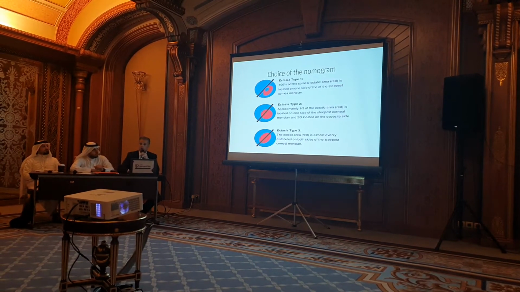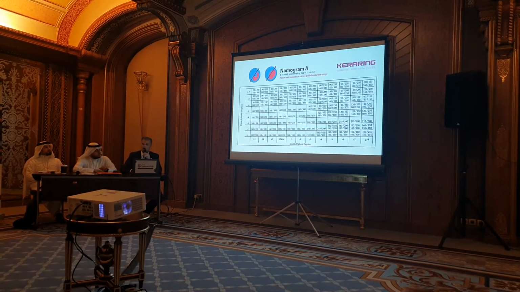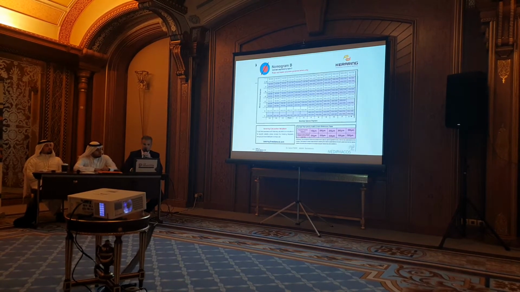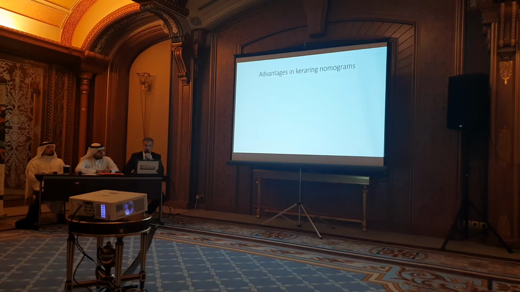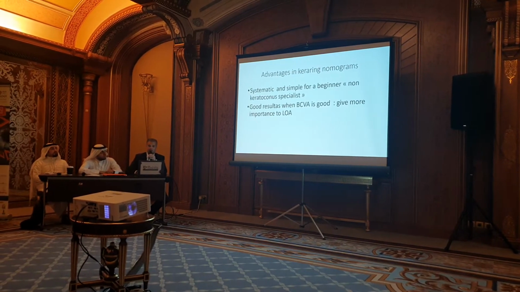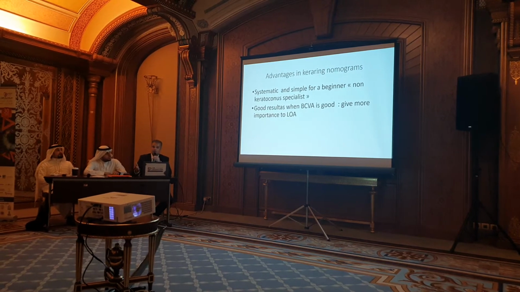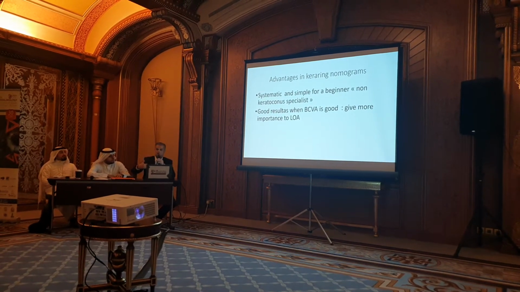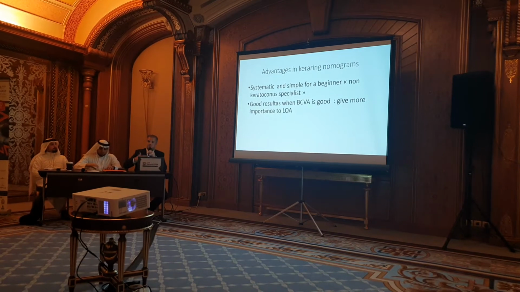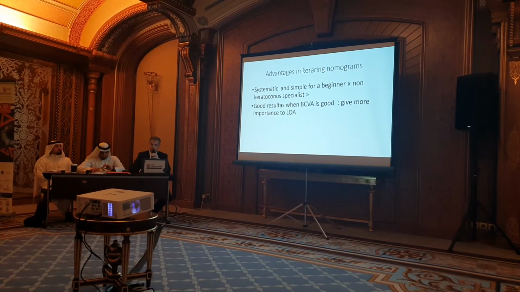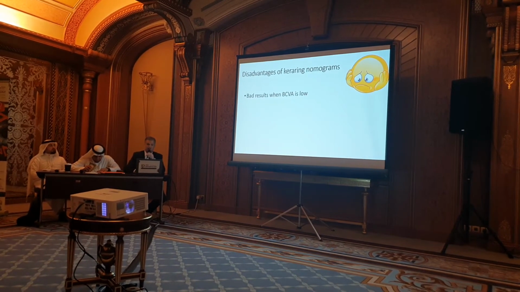So what about the nomograms? Nomograms are given by firms and manufacturers. These nomograms have the advantage that they are systematic for beginners. You can have good results when you have good best corrected visual acuity, because they give more importance to low order aberrations. But they have a lot of disadvantages.